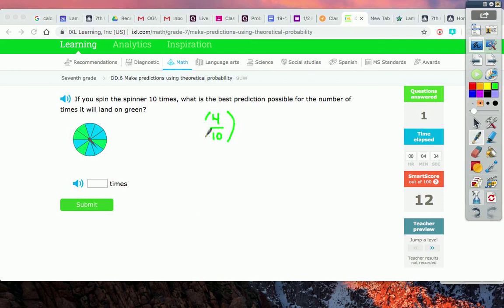Now we're going to multiply that probability by what? By 10. That's what we're looking for. What is 4 divided by 10? 0.4. 0.4 times 10 is what? 4.